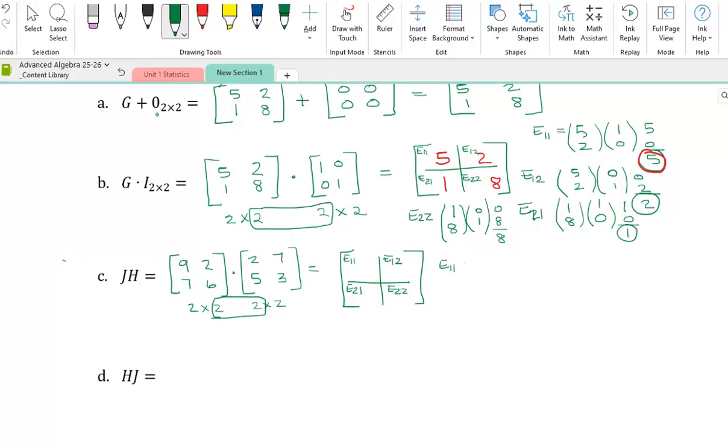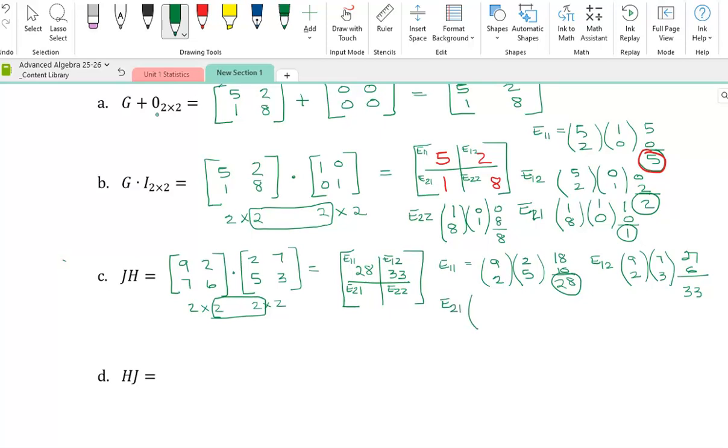All right, let's go. E11. Row 1, 9, 2. Column 1, 2, 5. 9 times 2 is 18. 2 times 5 is 10. Add them up, you get 28. All right, E12. Row 1, 9, 2. Column 2, 7, 3. So we get 63, 2 times 3 is 6. Add them up, you get 69.